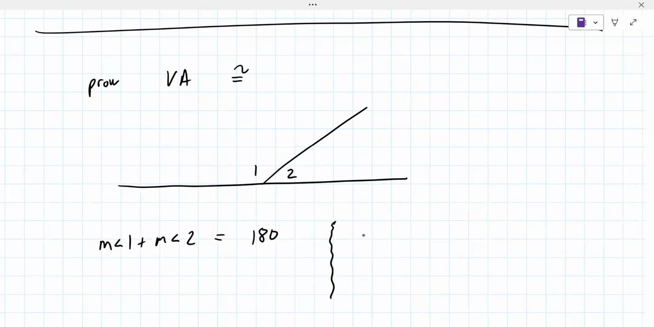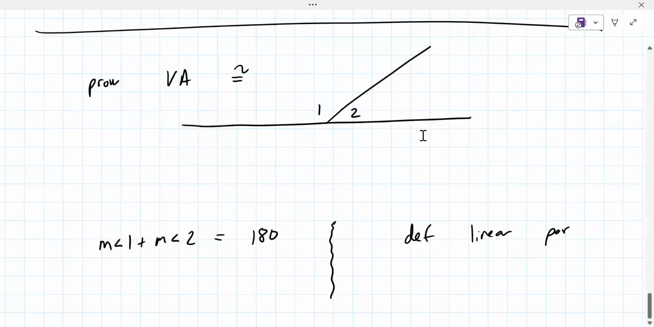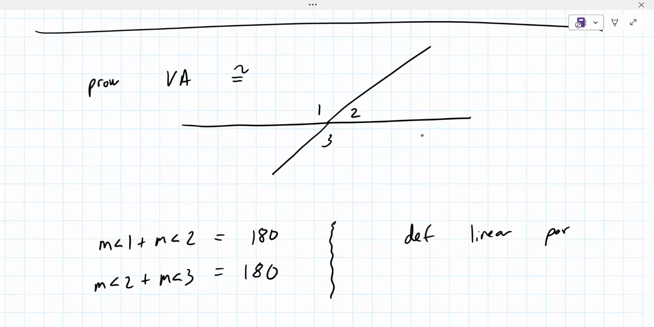Supplementary angles, definition of supplementary angles. So it's actually the definition of a linear pair. Oh, linear pair, yeah. Supplementary, but that is what it is. So then you have that, and then what you do here is you expand the drawing a little bit, okay? And you put 3 there, and you say the measure of angle 2 plus the measure of angle 3 also equals 180 by the definition of linear pair.